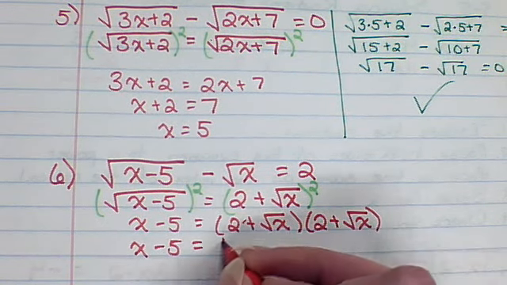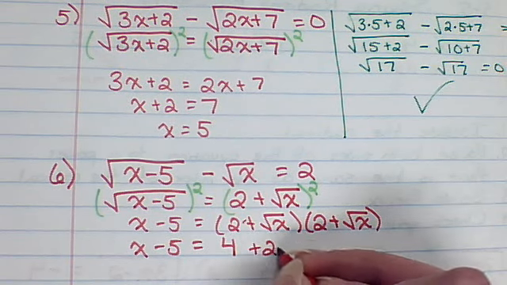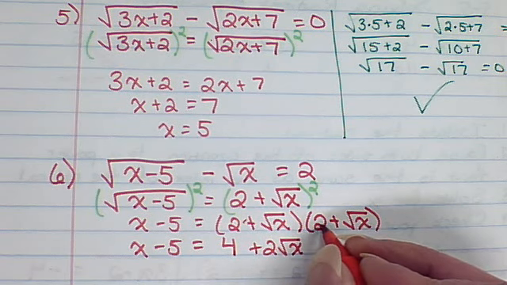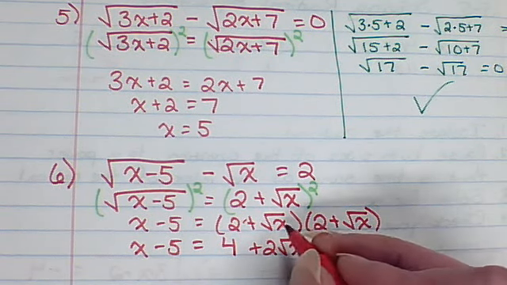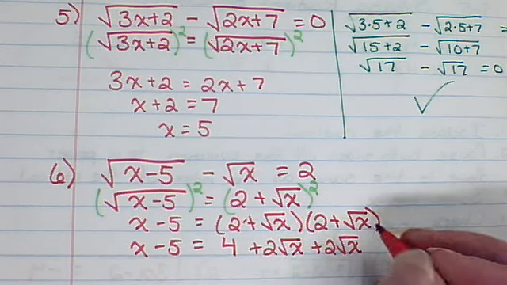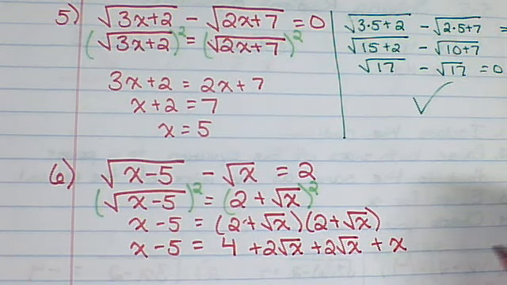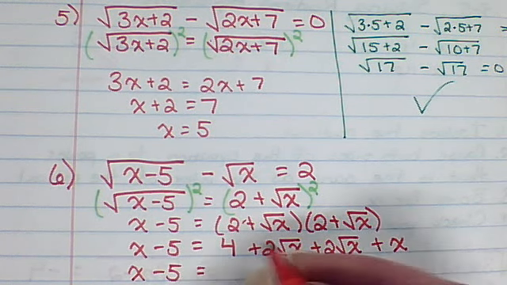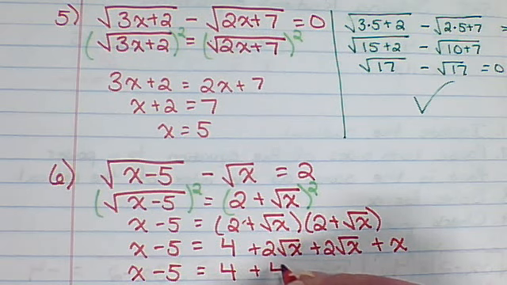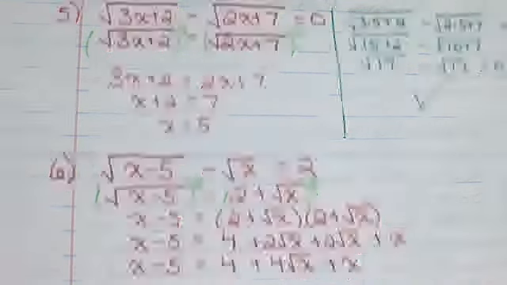2 times 2 is 4. 2 times the square root of x is going to be 2 square roots of x. Square root of x times 2 is 2 square roots of x. And then the square root of x times the square root of x is just x. Now let's clean it up a little bit. I've got x minus 5 equals 4 plus 4 square roots of x plus x.